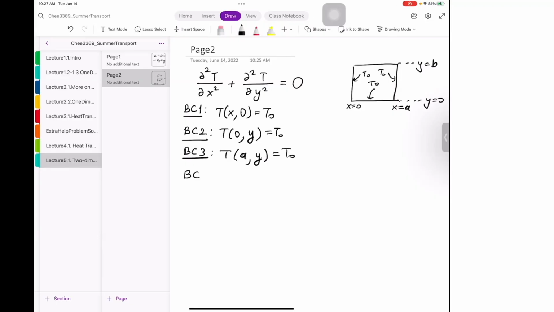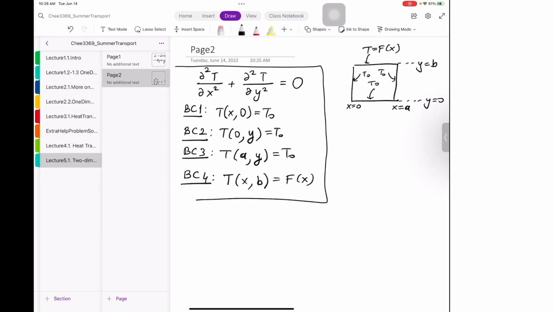And the fourth boundary condition is this surface is at a temperature f of x, which you can actually provide. So T at any x, but y is equal to b, is equal to f of x. There you go. So the system of equations to solve is this. Okay, I need to solve this set of equations.